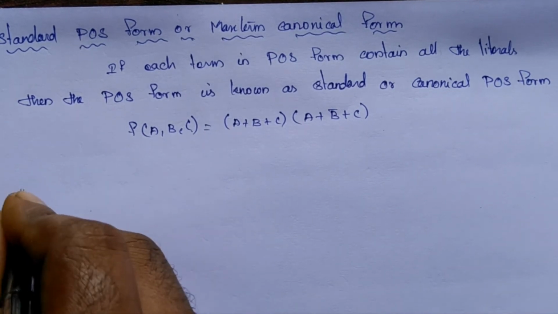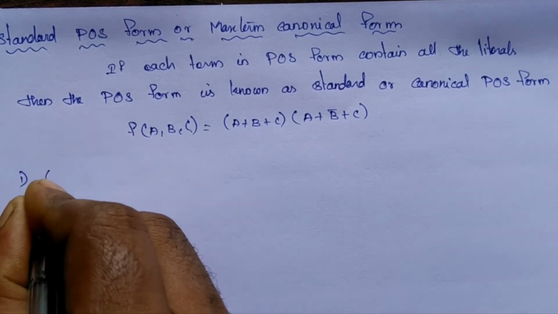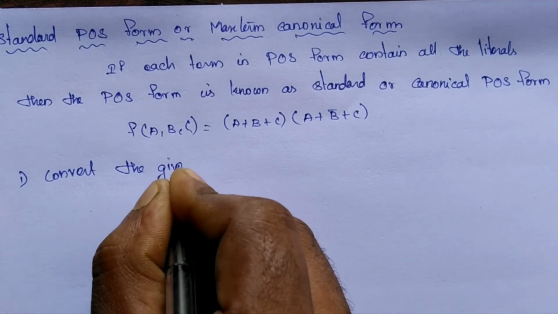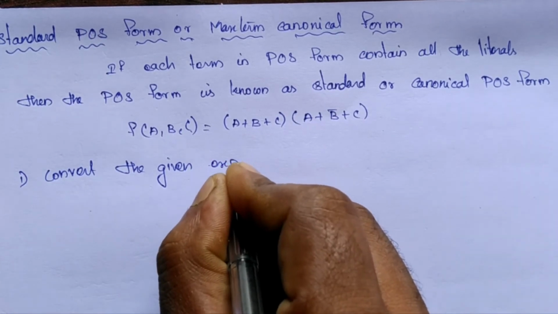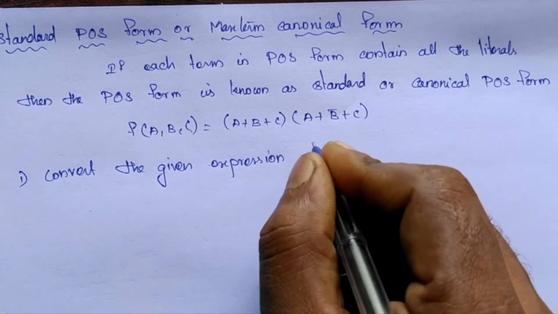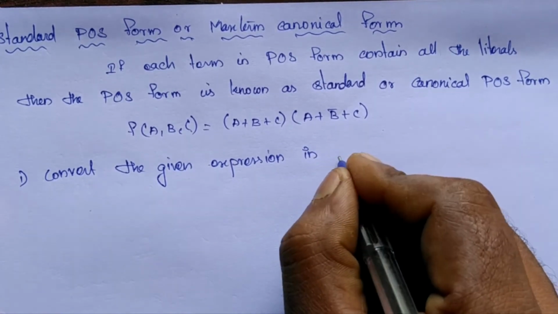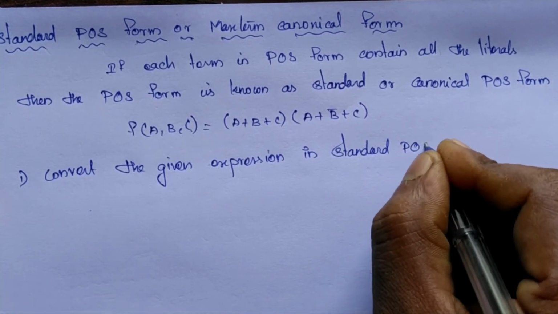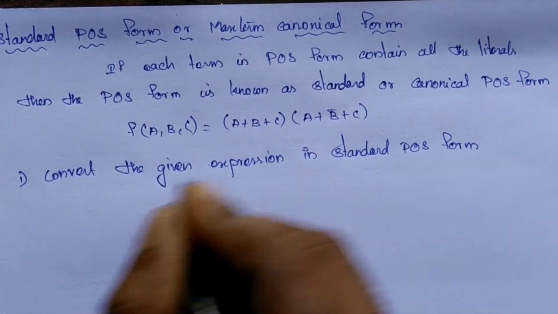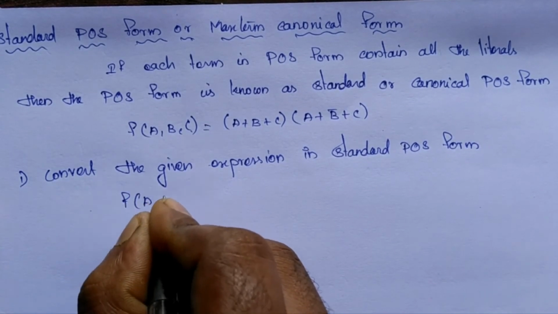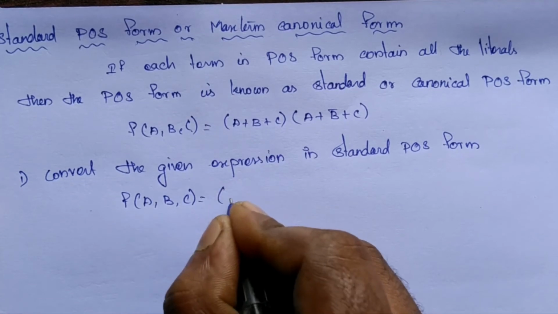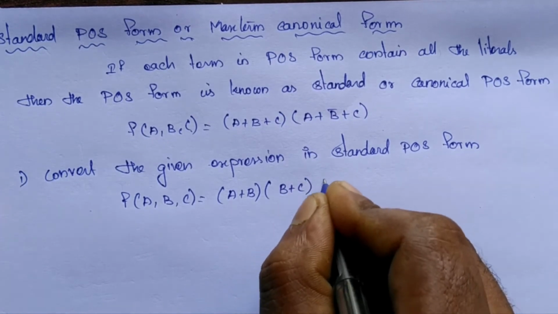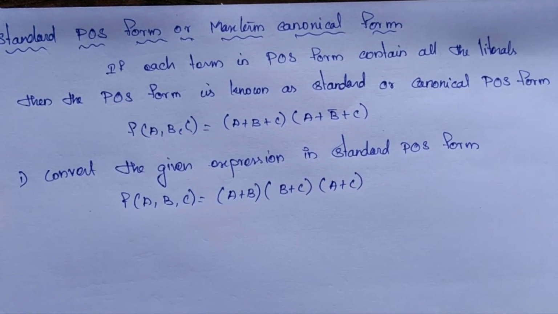So the second one, here we will go for an example. Convert the given expression in standard POS form. So f of a, b, c is equal to a plus b, b plus c, a plus c.